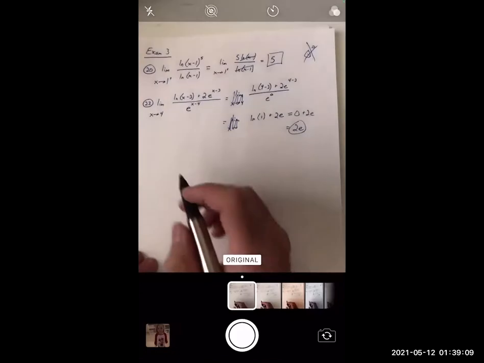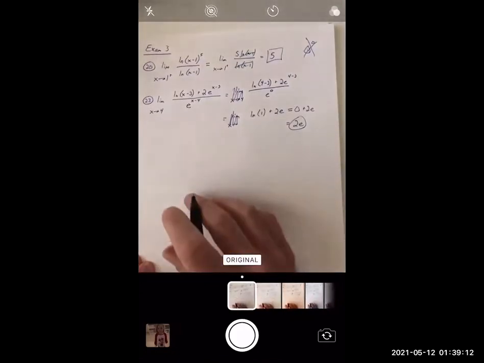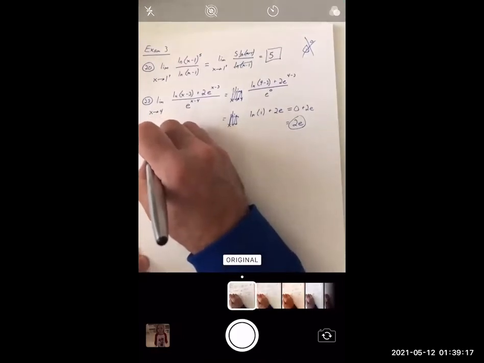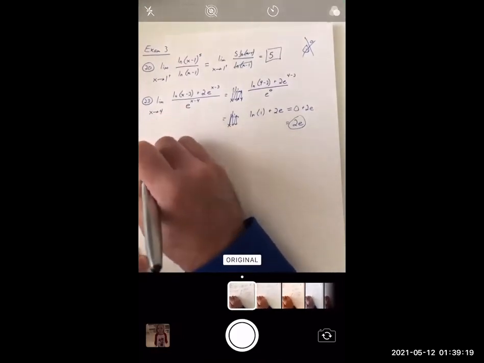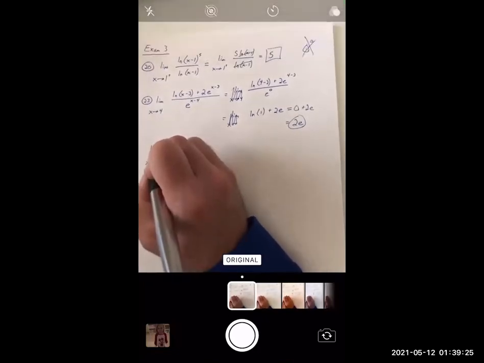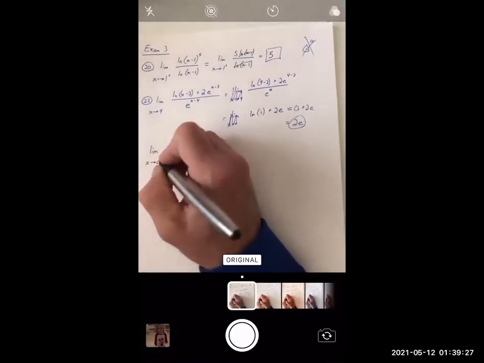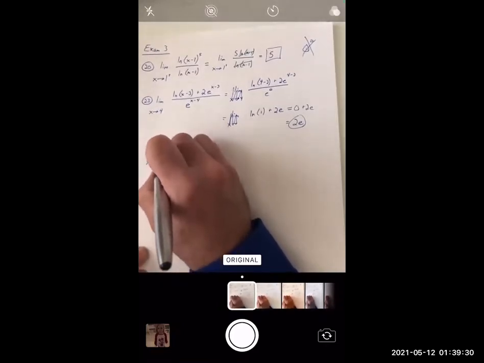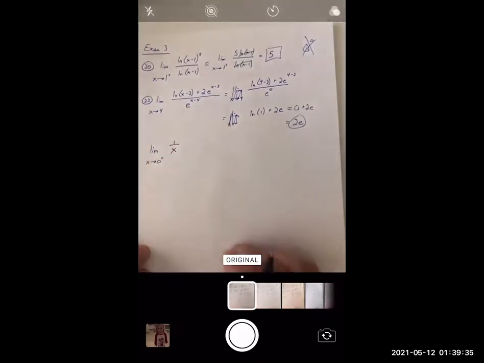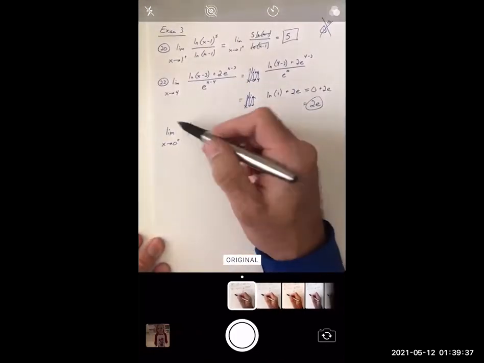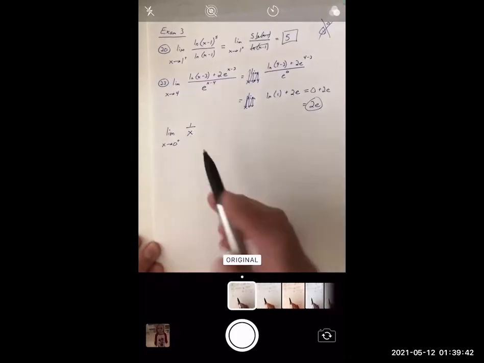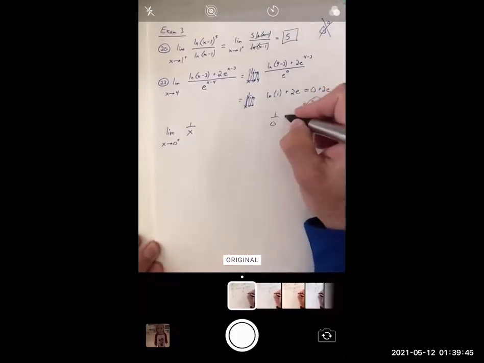Okay. And one of the other questions, and I forget which number it was, Canvas switched it on me. But it was the limit as x approaches 0. One version was from the right, the other was 0 from the left, of 1 over x. So I did see a lot of DNEs on this one. And I think it was because people were plugging in the 0, and they were saying, oh, I've got 1 over 0, that's a DNE.